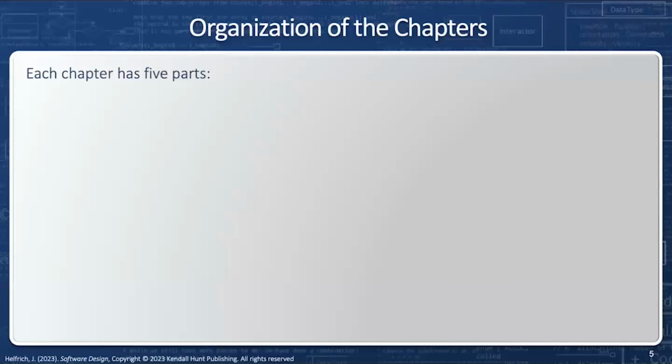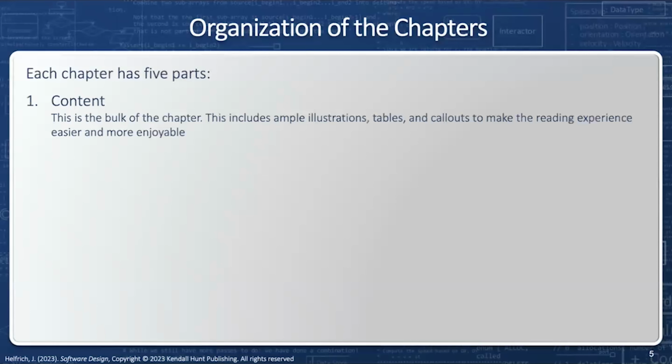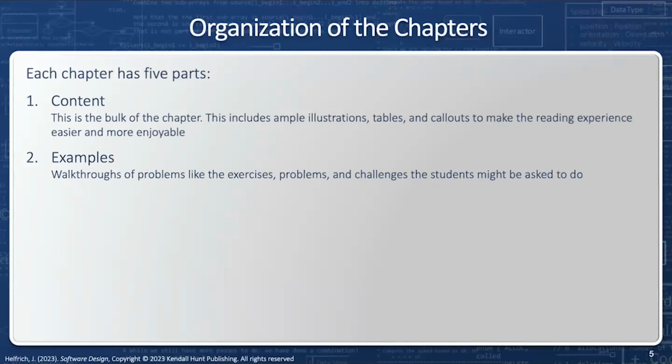Now, each individual chapter has 5 parts. The first part is the content, and this, of course, is the bulk of the chapter. It includes ample illustrations, tables, and callouts to make the reading experience easier and more enjoyable. Then we have a collection of examples, and these walk through problems sort of like the exercises and problems and challenges that the students might be asked to do.